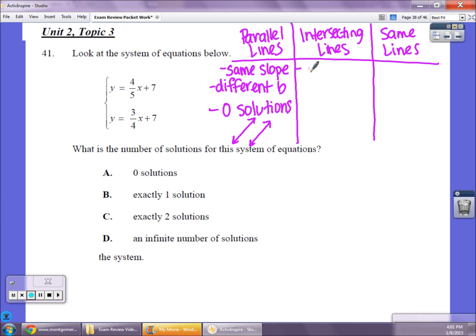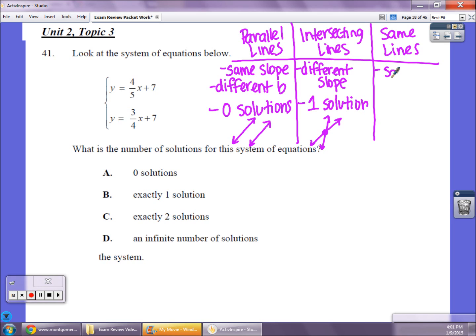All right, we said intersecting lines have a different slope. They must have a different slope. The b value doesn't matter. And if they intersect, they're going to have one solution. And our intersecting lines are going to look something like that. There's going to be some point where they intersect.